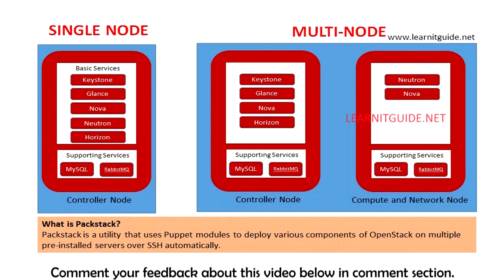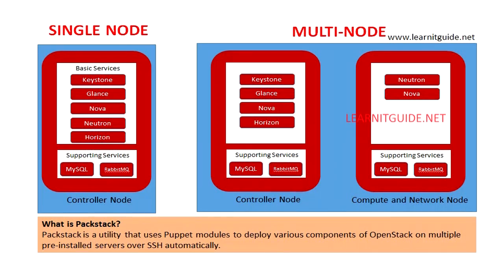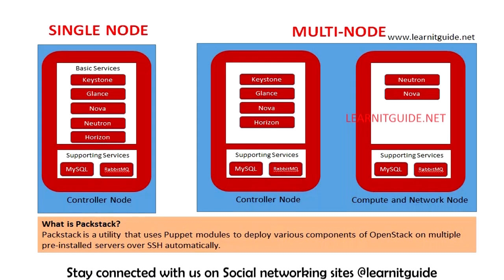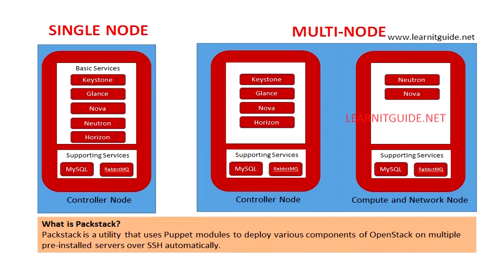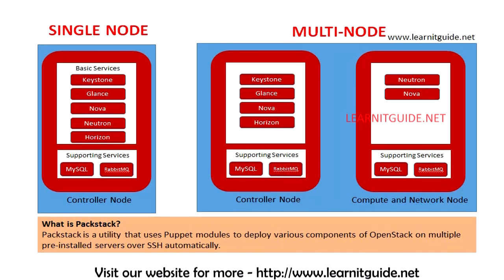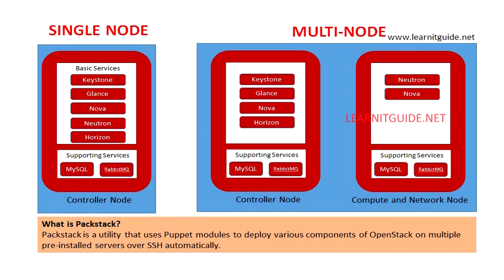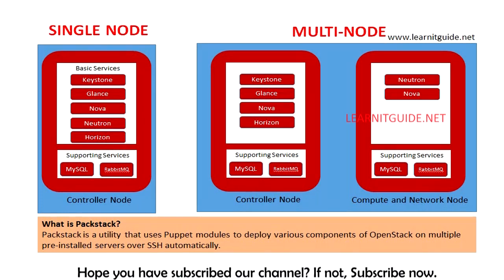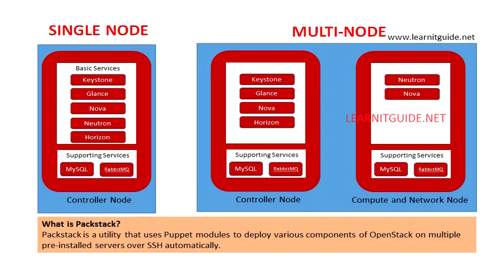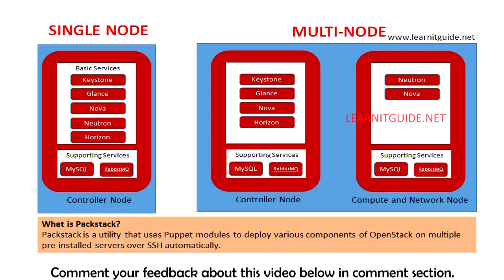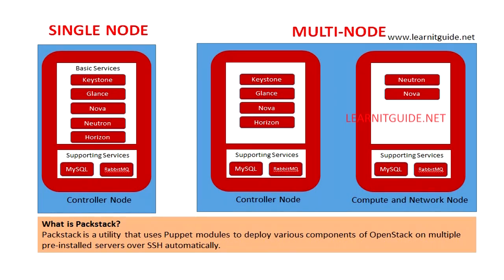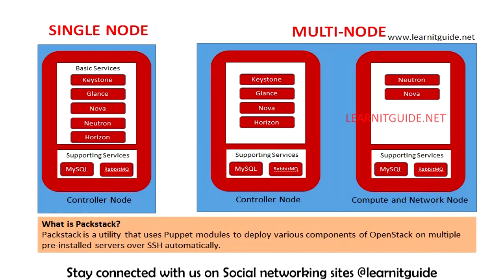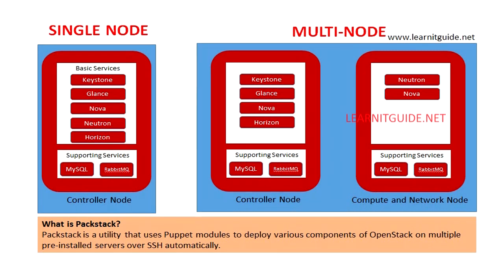To start with, install these components all together on a single server, which will help you understand the Openstack cloud with all components easily. And we have a utility called Packstack, which uses Puppet modules to deploy various components of Openstack on multiple pre-installed servers over SSH automatically. But deploying these components manually involves a lot of commands and requires more time, and we'll show you that in the next video one by one.